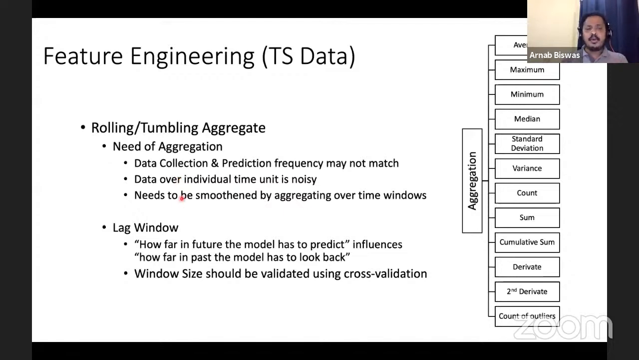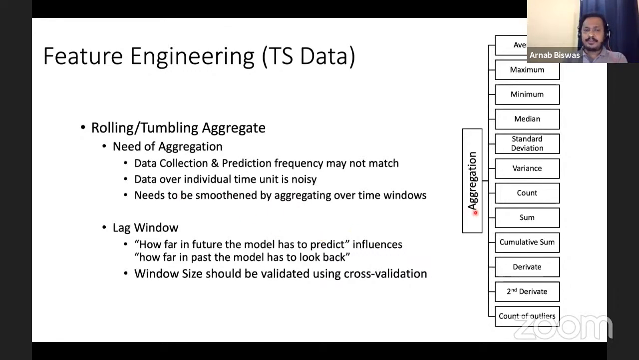Now, I know I need to do aggregation, but what would be the window size? Here, the rule of thumb is that how far in the future the model has to predict influences how far in the past the model has to look back. So say I want to predict if an equipment is going to fail in the next 7 days, then I should probably aggregate the historical data for the last 7 days, last 14 days, last 21 days, or something like that. If I want to predict 1 month in advance, probably I should consider 1 month, 2 months, 3 months as the lag window. Again, window size needs to be validated using cross-validation.